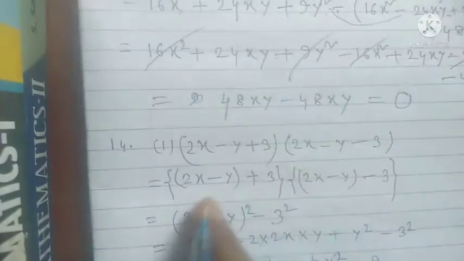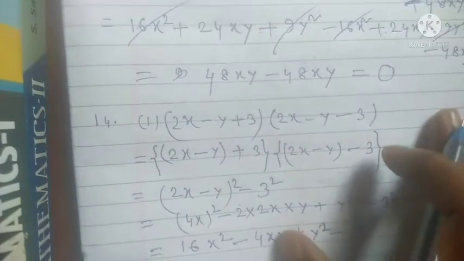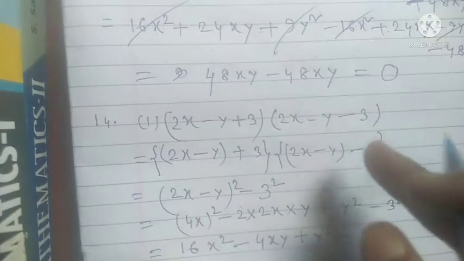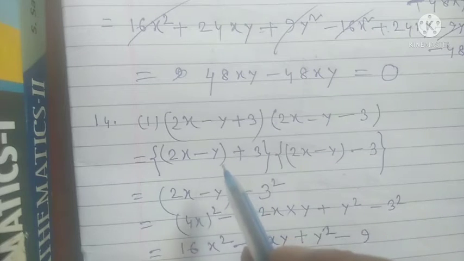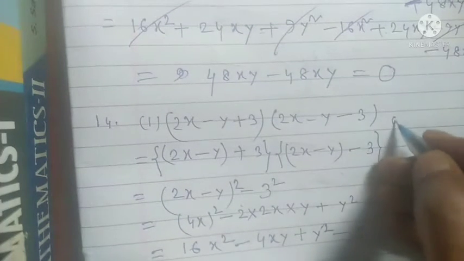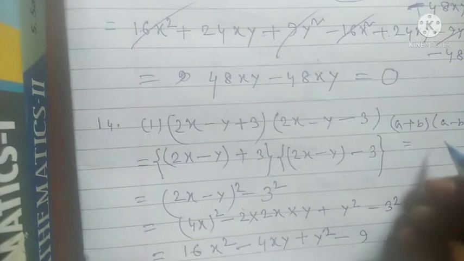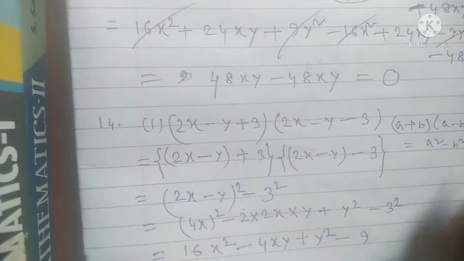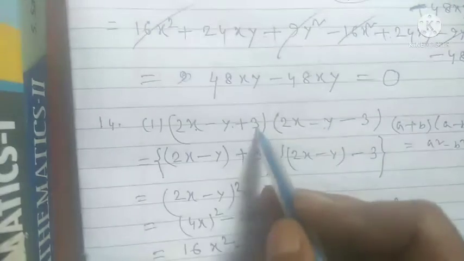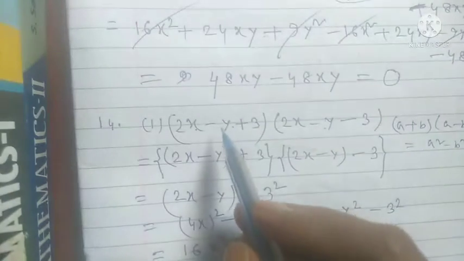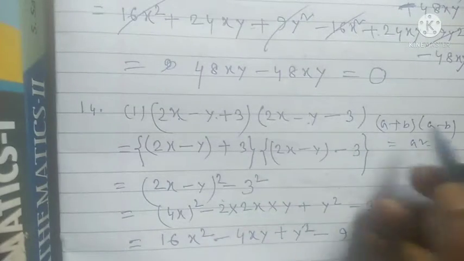Okay, next question 14. In this type of question, which formula do you have to apply? My dear student, in this type of question, you have to make the form of a plus b into a minus b, because the a plus b into a minus b formula is a square minus b square. So here is 2x minus y and 2x minus y. Here is plus 3, here is minus 3. So you have to make this question in the form of a plus b into a minus b.